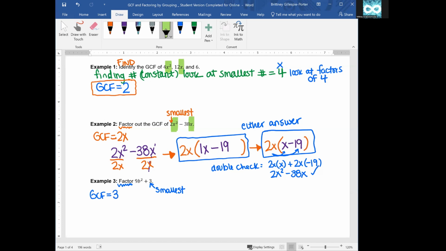Let's see if we have a variable. We have a b squared attached to the 9, but we don't have a b attached to the 3, which means we can't put a variable in our GCF. It's just going to be 3. But we need to factor it out. So we're going to take our original, and we are going to divide by our GCF of 3. We're going to divide each of our terms. And if we're factoring out a GCF by division, remember that we are going to put it outside some parentheses.